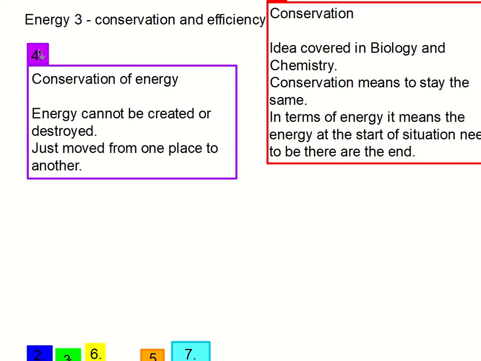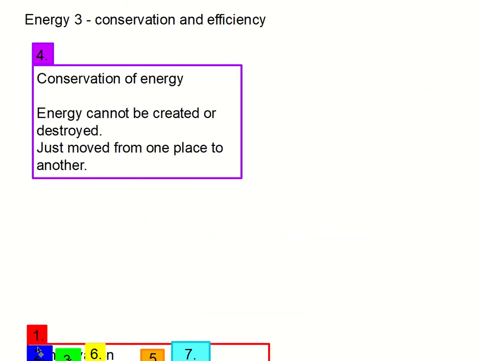So that gives us this definition, which is a bit smaller, so I'll use this one. So conservation of energy basically means energy cannot be created or destroyed. I cannot pull energy out of thin air. It has to have been supplied by some other means, and I can't just get rid of it. It will not disappear. The energy I start off with is the energy I end up with. It's just moved from one place to another, or one form or one store to another.